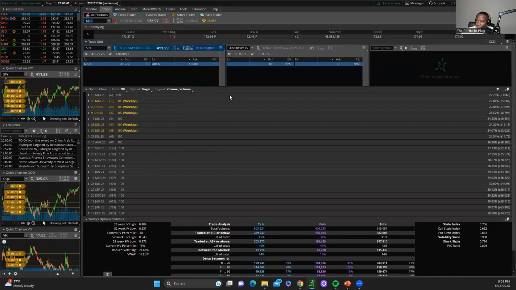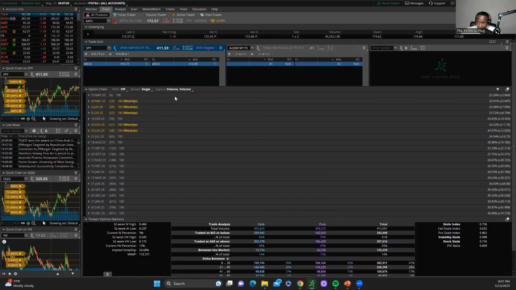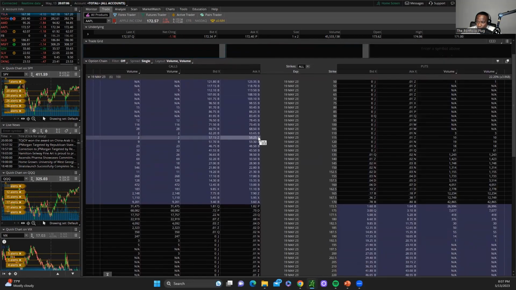So this is Apple's option chain. This is the TD Ameritrade Thinkorswim platform, by the way, guys. If you're in the US, this is what I would recommend using, the TD Ameritrade Thinkorswim platform. So what we have right now is Apple's option chain. I'm going to get into the expiration date and break that down for you as well. First I'm just going to show you the calls and the puts.